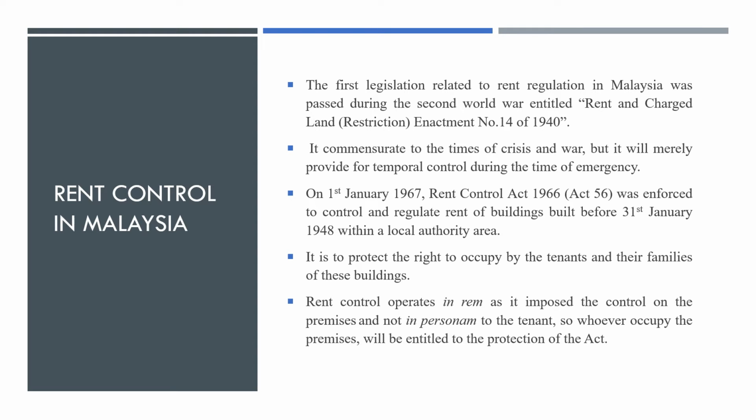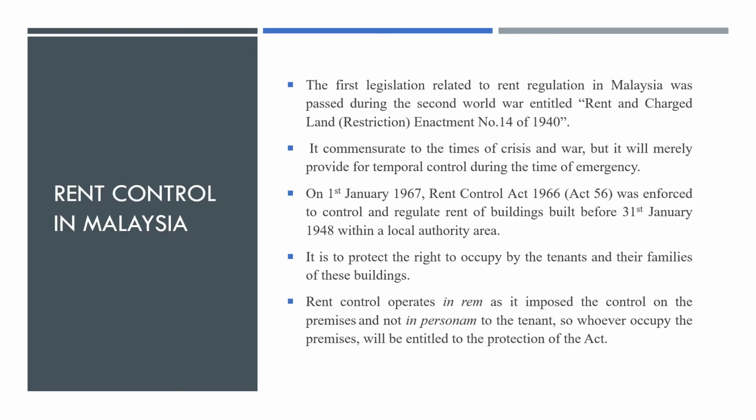So for rent control in Malaysia, the first legislation related to rent control was passed during the Second World War, entitled Rent and Charge Land Restriction Enactment number 14 of 1940. It commensurate with the time of crisis and war, but merely provided for temporary control during the time of emergency. Later on, on 1st January 1967, the Rent Control Act 1966 (Act 56) was enforced to control and regulate the rent of buildings built before 31st January 1948 within a local authority area.